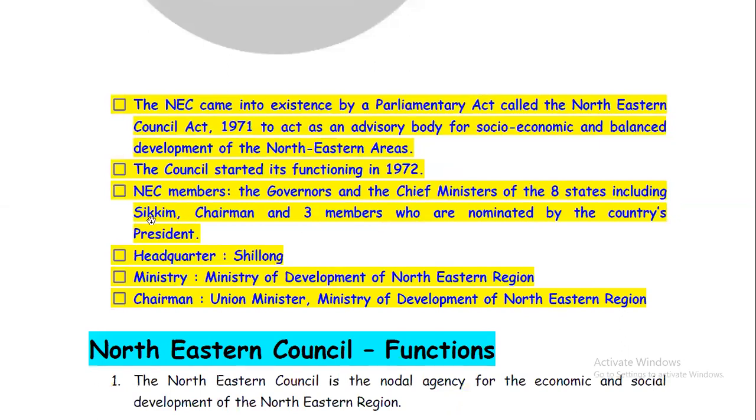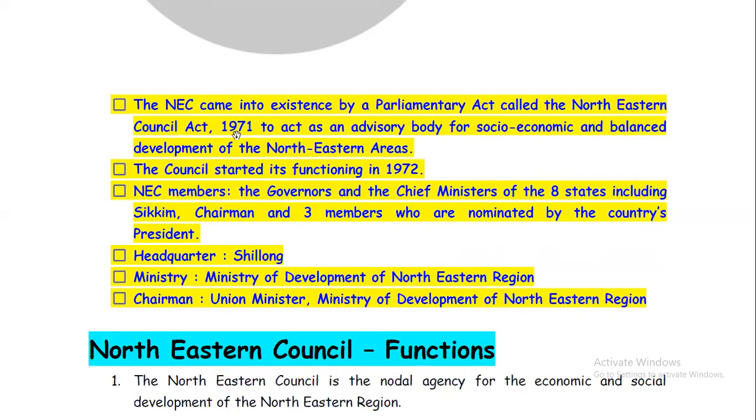Now, who are the members of the Northeastern Council? The members are governors and chief ministers of the 8 Northeastern states, including Sikkim. Sikkim was not considered part of the Northeast before, but after it was included in the Northeast, the chief ministers of all the 8 states are members, along with 3 members who are nominated by the country's president. So got it? First, governors and chief ministers of the 8 Northeastern states, and 3 members nominated by the President.